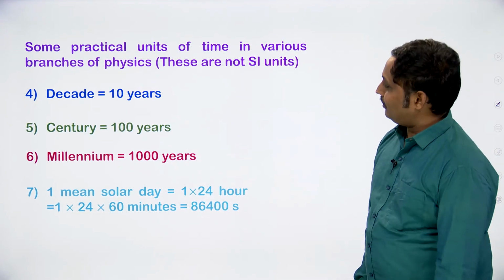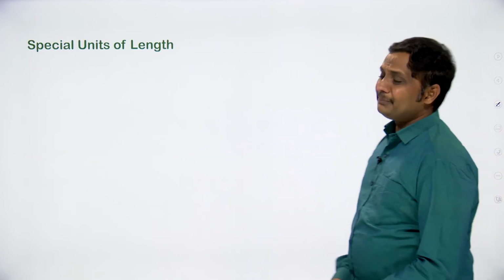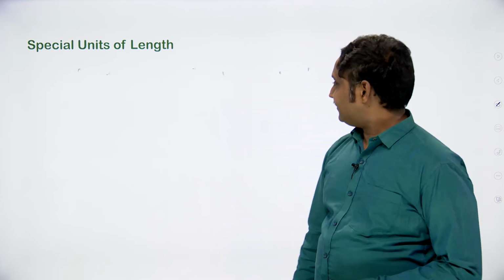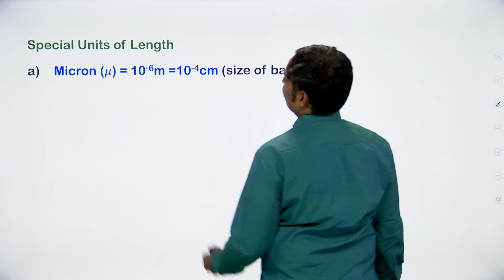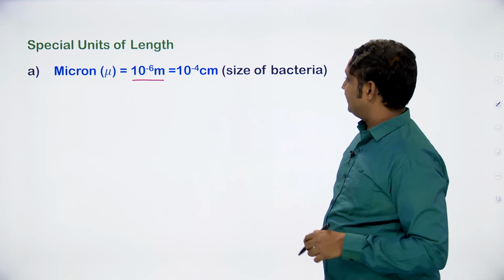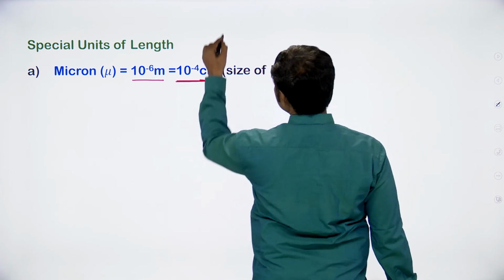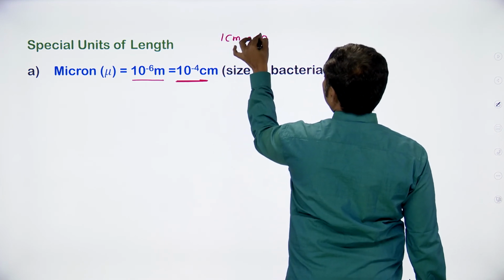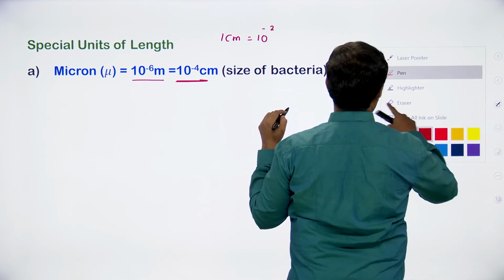Okay, all right. So, we would like to go for the next one, some special units of length. You have to get this one, please. So, micron: 1 micron is equal to 10 power minus 6 meters, all right, it is very clear. And also you have taken 1 centimeter, that is equal to 10 power minus 2 meter, just you have to get this one.